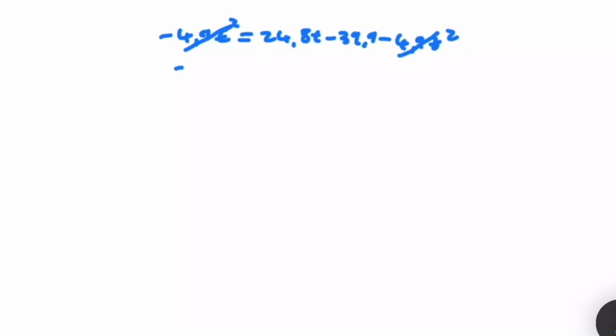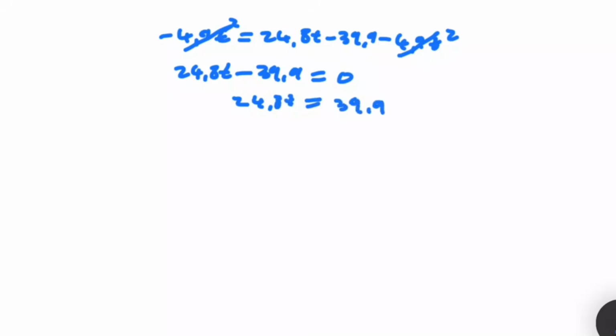So we're going to have 24.8 t minus 39.9 equal to 0. So 24.8 t is equal to 39.9. If we divide both sides by 24.8, so let me just go ahead and do that, we're going to have 1.61 seconds.